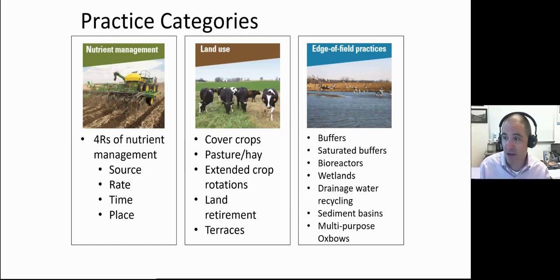Land retirement might be a conservation reserve practice where maybe we're putting prairie in. And then those edge of field practices, which again, we won't talk about in this module, but will be talked about in others, the whole host of practices of intercepting that tile drainage in many of our areas.